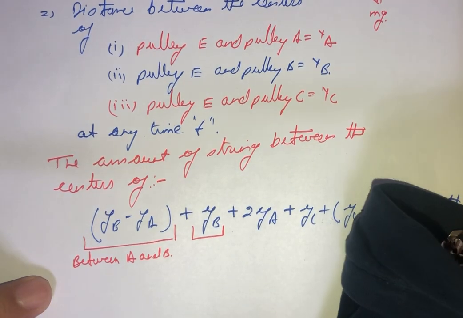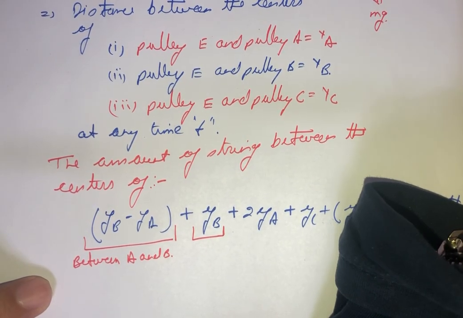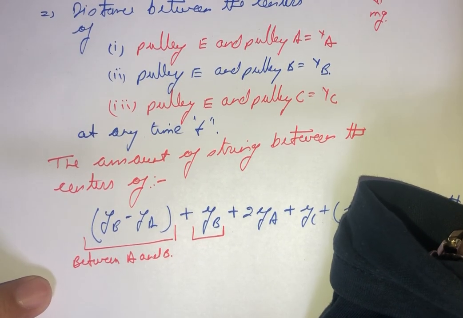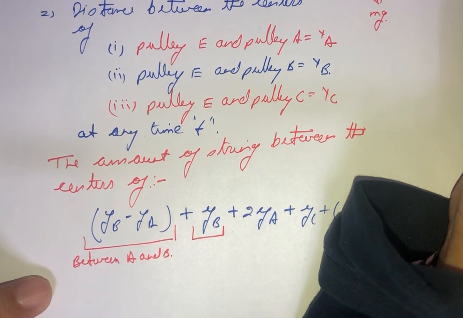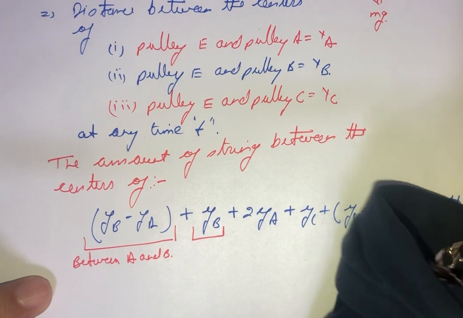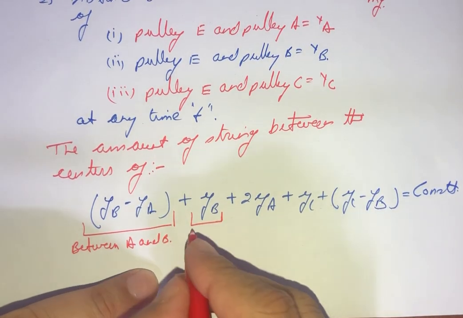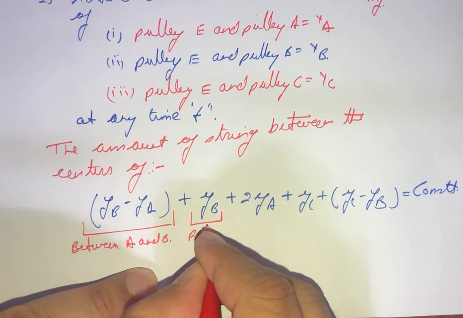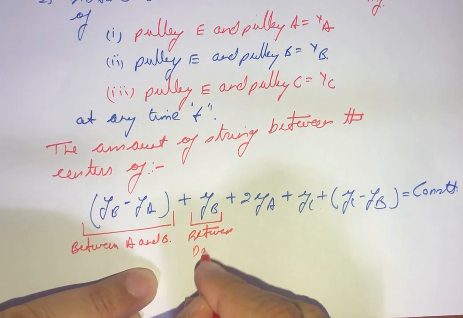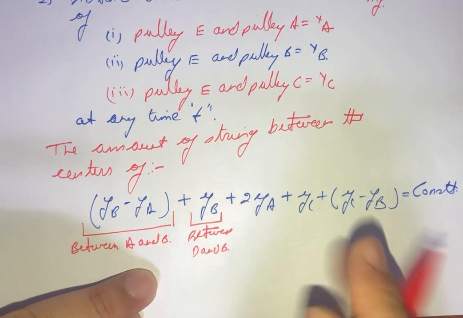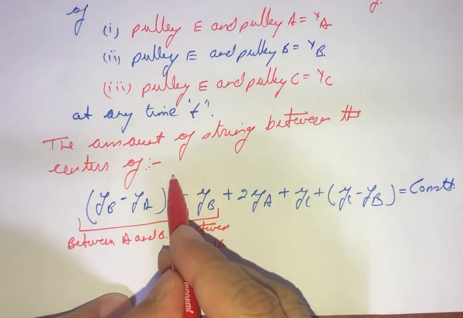Okay, this is between our E and B, or we can also say this is between D and B, because this is the same. Okay, so YB, this is between the string D and B.